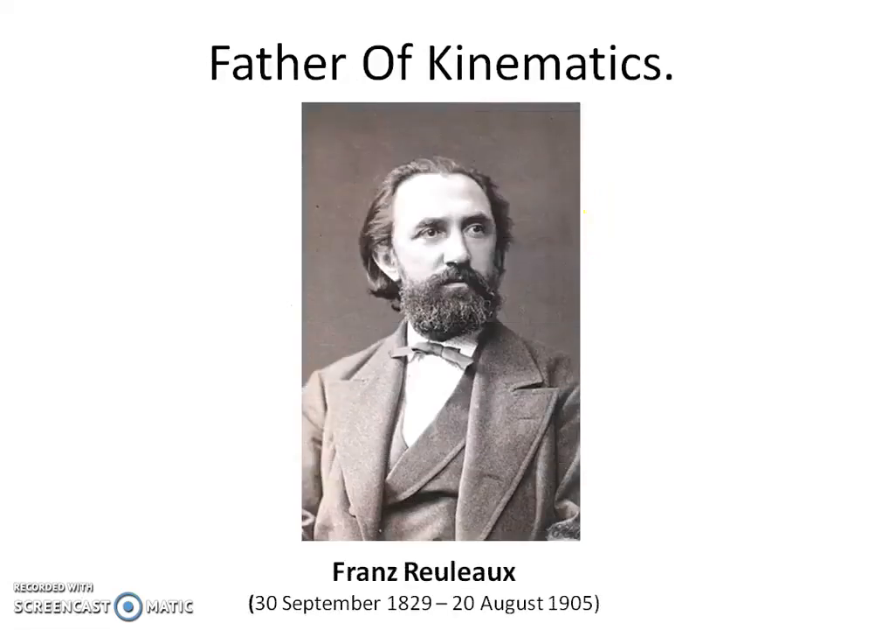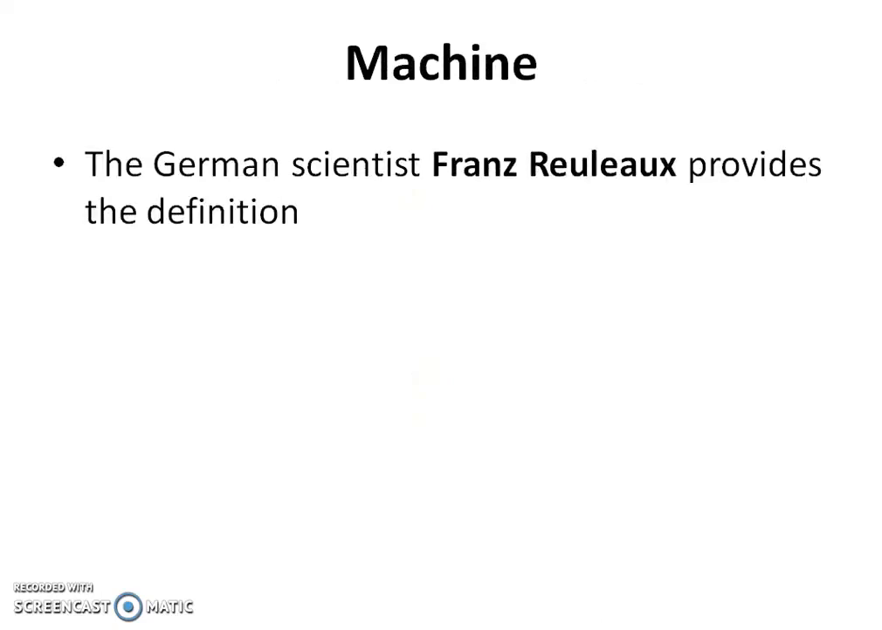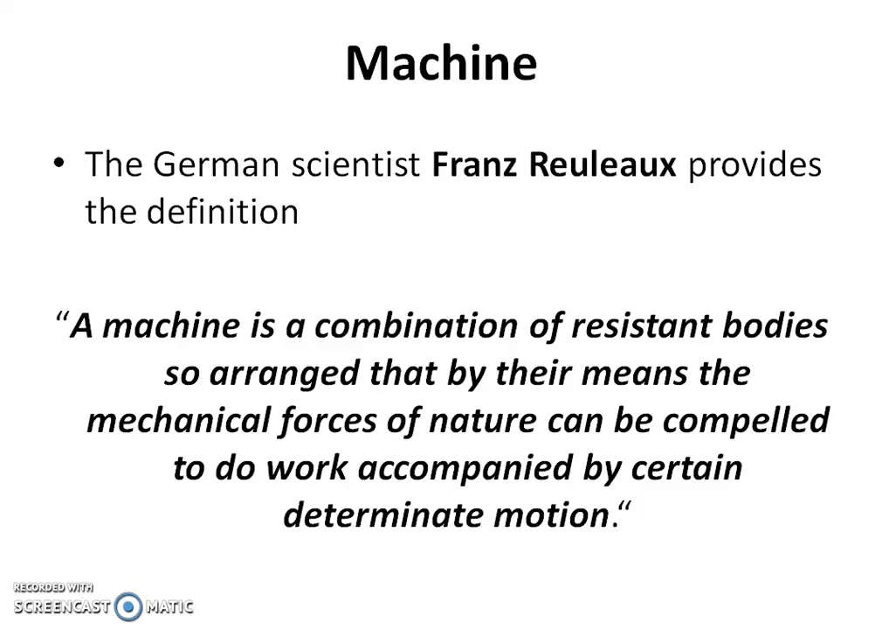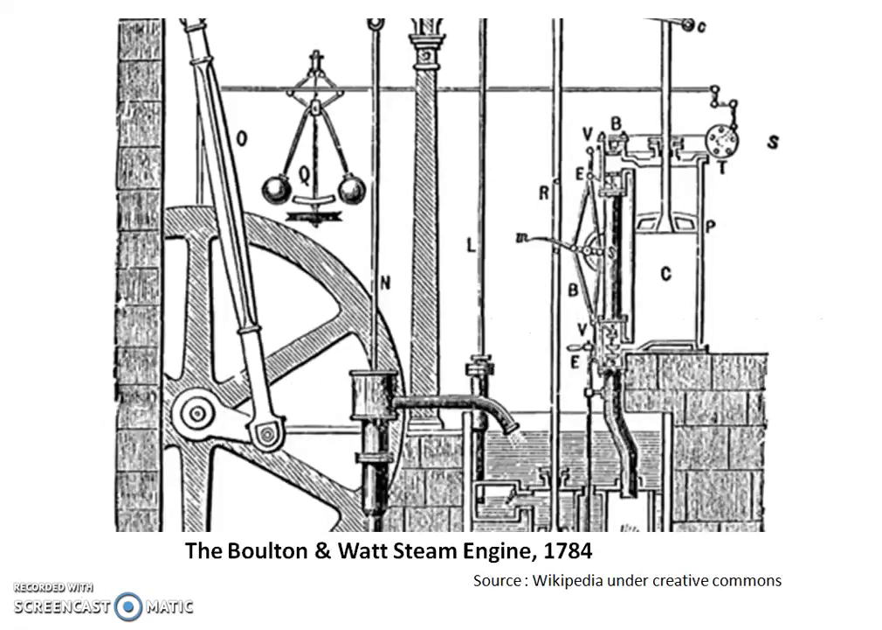Father of kinematics. It all began with a German scientist called Franz Reuleaux, who gave the definition of a machine. According to Franz Reuleaux, a machine is a combination of resistant bodies so arranged that by means of the machine, mechanical forces of nature can be compelled to do work, accompanied by certain determinate motion. So the motions of a machine are determinate and mechanical forces of nature are compelled to do work.